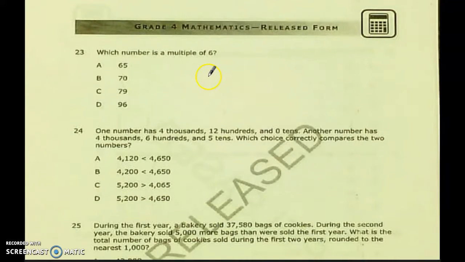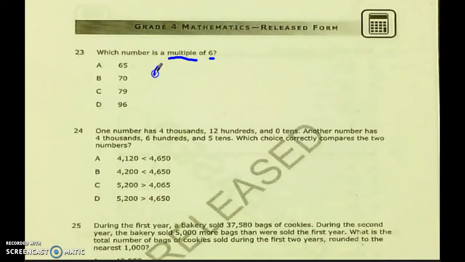And here are your solutions to problems 23 through 29. Number 23, which number is a multiple? If you remember what multiples are, that's just like skip counting by that number.